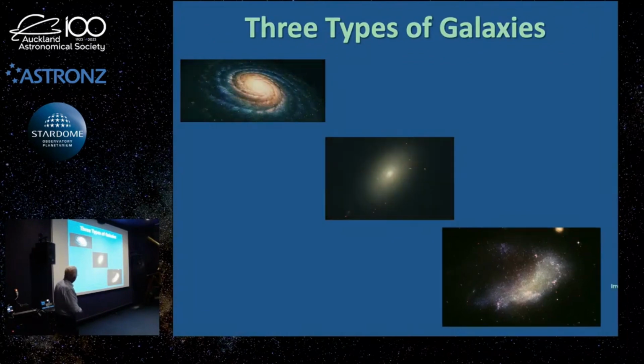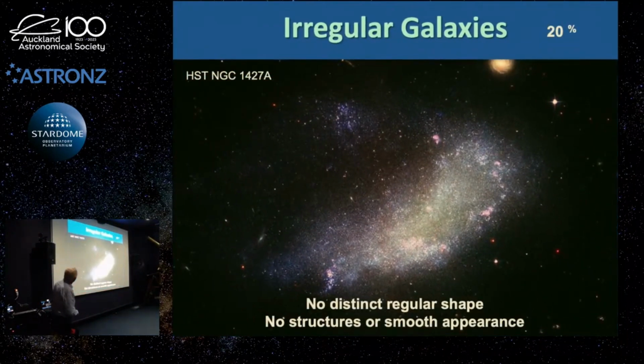Okay, now the third one is irregular galaxies. They make up about 20%, as the elliptical ones do, of galaxies. This here is a Hubble Space Telescope image of an irregular galaxy, and you can see there's no distinctive regular shape. There's no spiral or disk structure. There's no football shaped elliptical galaxy shape there. There's no structure to it or any smooth appearance. They're just literally that, irregular galaxies. And they're typically very small.